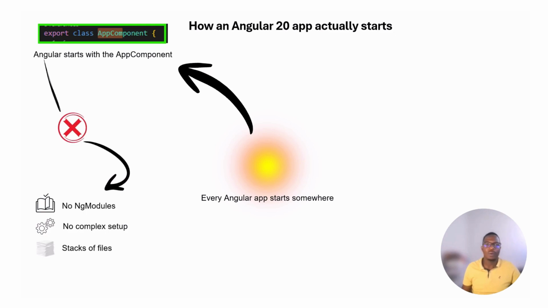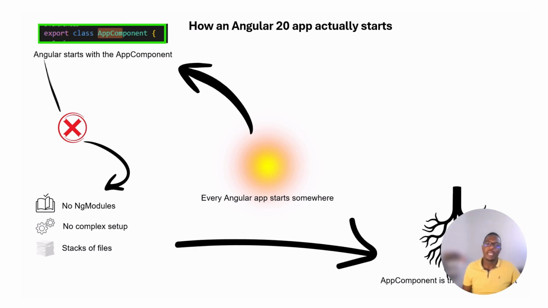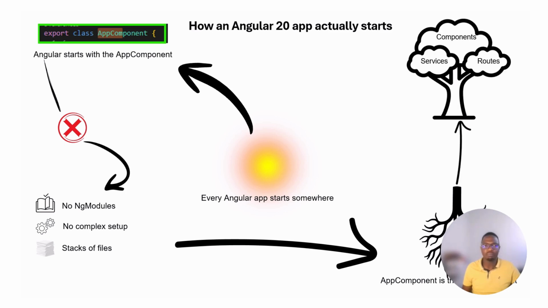Now, with this line, it tells us that the application has just begun using this component. There is no module involved here, no complex configuration, no large setup of files to understand before anything else works. Angular starts with one component. This is the root component, and everything else grows from this root component.